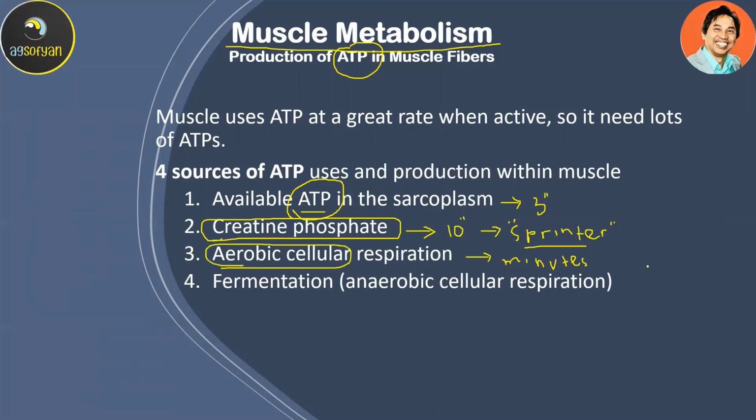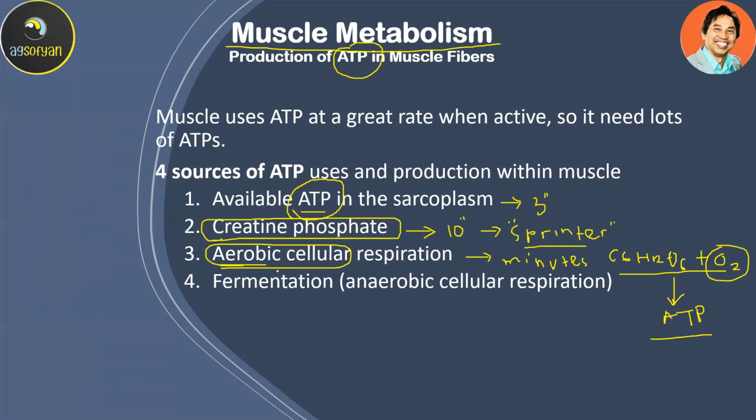Okay? So aerobic cellular respiration, which needs glucose and oxygen. So they are needed for making this ATP. Okay, so this is what we call the aerobic. Aero means oxygen. Okay? Aerobic cellular respiration will produce ATP for longer muscle contraction. And this is the main source for our contraction.